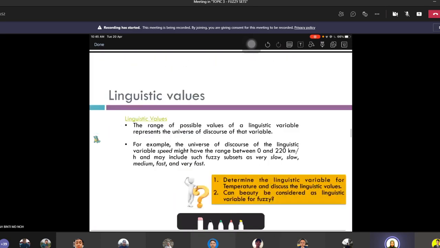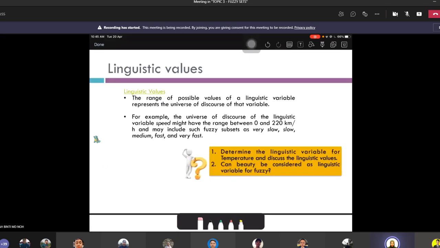Okay? Alright. Oh, saya dah cerita pasal linguistic value. So linguistic value is the range of possible values that you assign to the linguistic variable. Okay, so it will represent your universe of discourse of the variable. Right, so katakan the universe of discourse for speed, okay, dia punya variable dia speed, okay, dia punya universe of discourse dia between 0 to 220 km per hour, okay, and then dia punya value can be very slow, slow, medium, fast and very fast. Faham? So cuba you all fikirkan, apa linguistic variable for temperature?